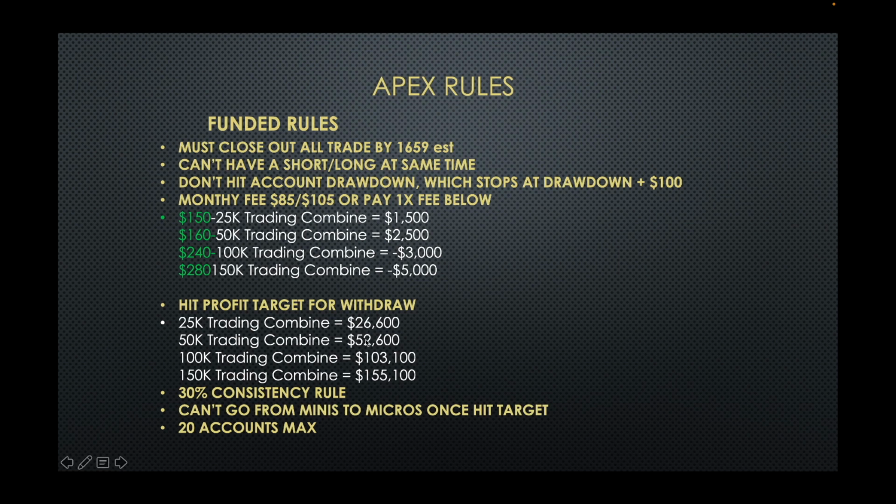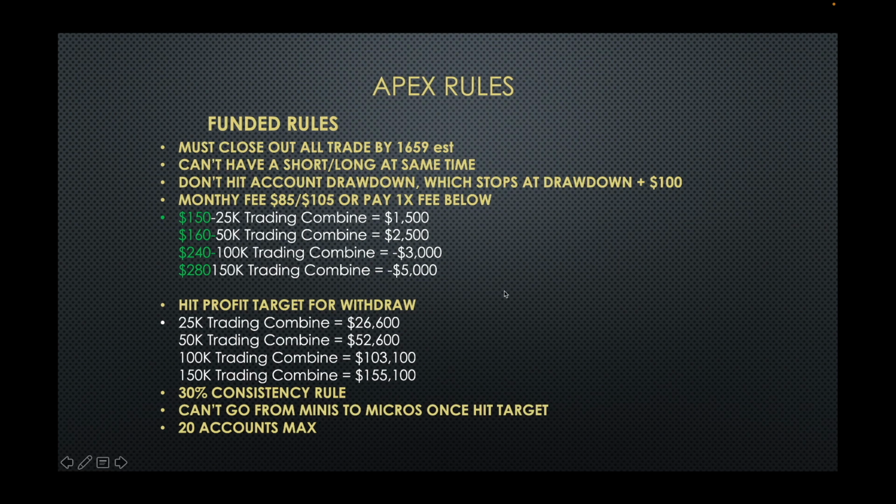So we'll say you make another $2,400. So your account's at $55,000. You can lose down to $50,100 because that trailing drawdown stopped at $50,000 plus $100, $50,100. So it locks in at that point. So again, once you hit that 52,600, it locks in at 50,100. You can't go below that. And the same comparison applies for the other accounts.